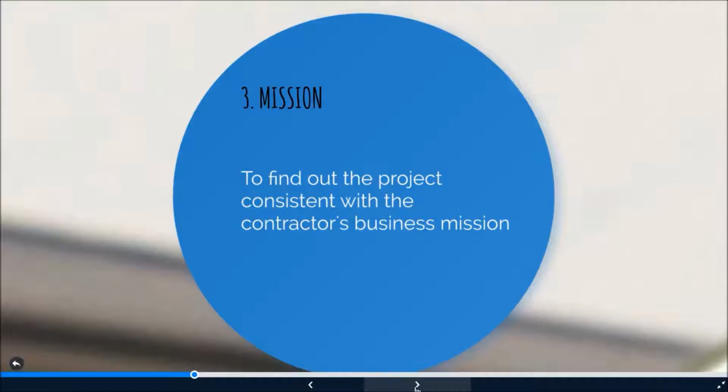The third is mission, to find out whether the project is consistent with the contractor's business mission. Okay, for example, if a contractor's business is to develop and implement automated systems for business-oriented applications such as accounting, order tracking, or financial reporting, developing an automated system for monitoring, testing, and controlling a chemical process for a pharmaceutical company would not be within this contractor's business mission.